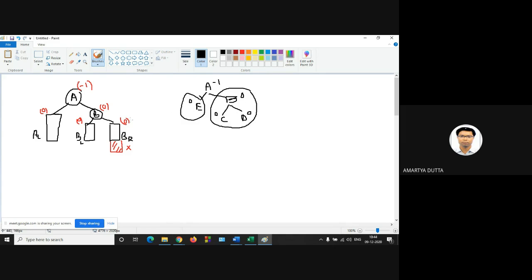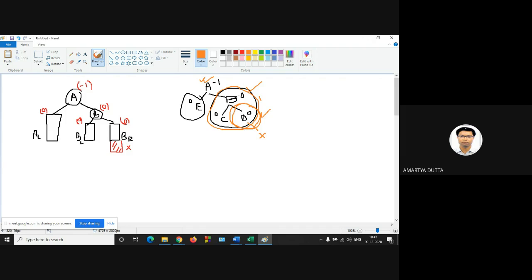Now X is inserted. After insertion, X is inserted in the right subtree of A. Let this be your X. So X is inserted in the right subtree, this is the right subtree of the right subtree, the outer right subtree of root node A.